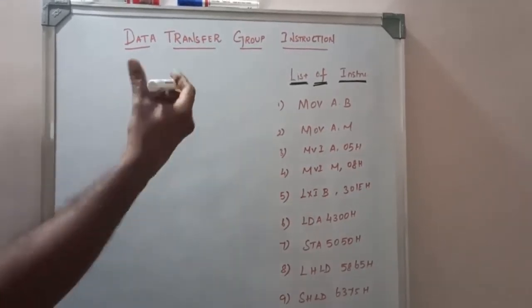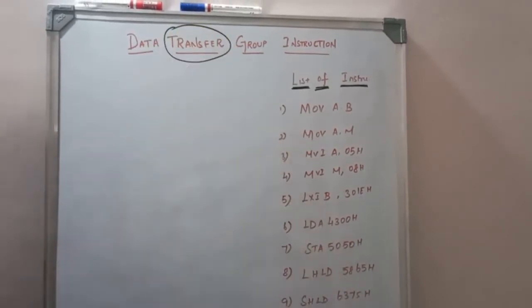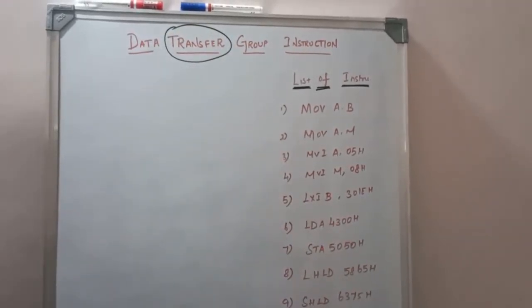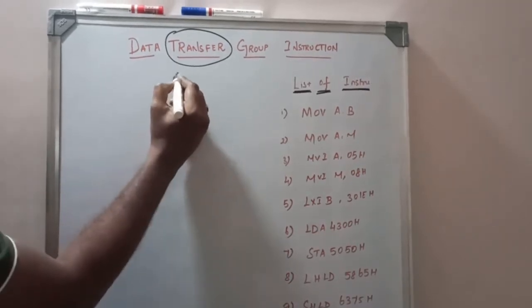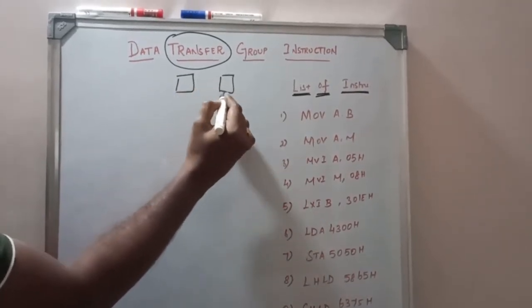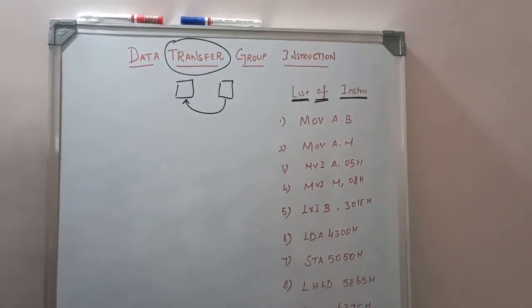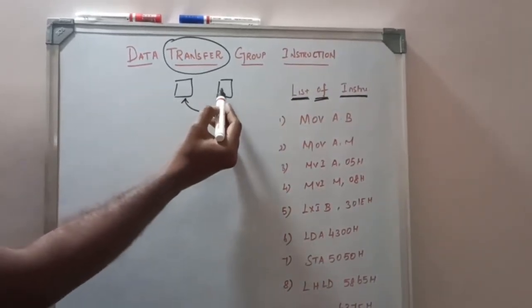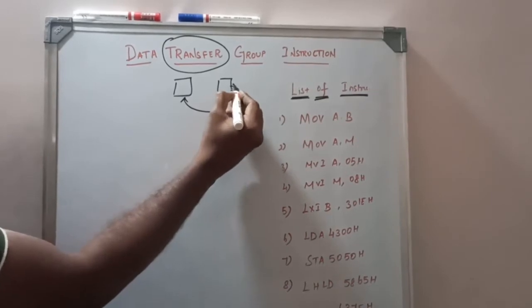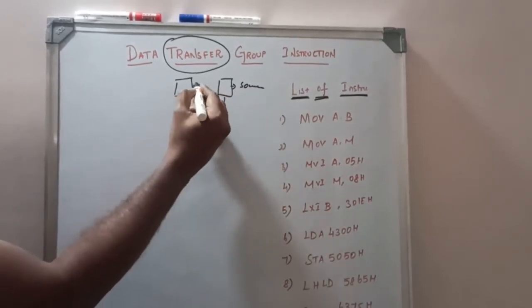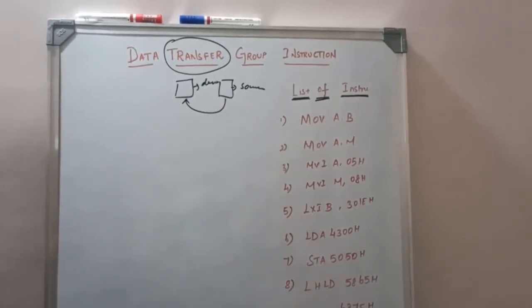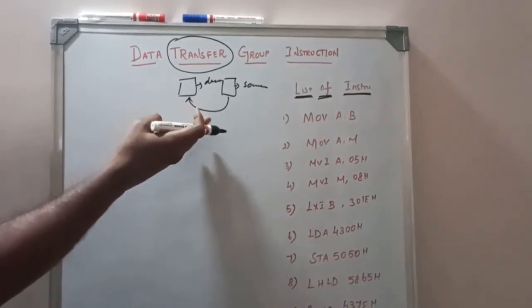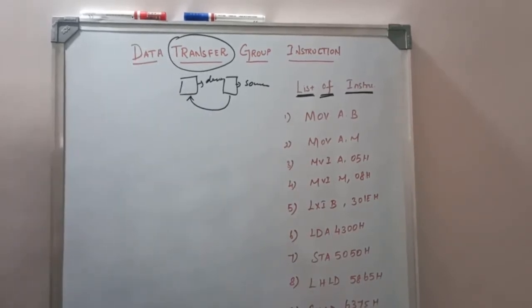So what is transfer? Transfer means just moving the content from one place to another place. So moving the data from one register to another register. Here they are using two registers, the content moves from one register to another register. This one is called the source, and this one is called the destination. So moving the content from source to destination comes under the data transfer group instructions.